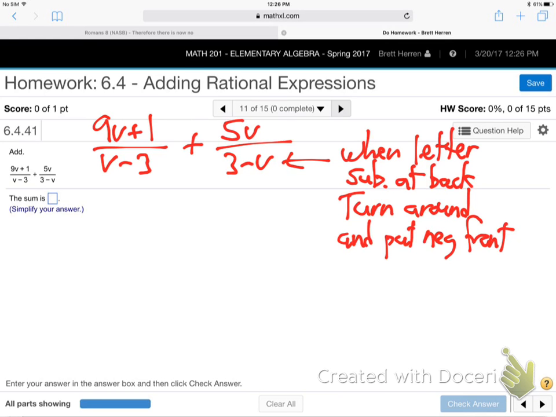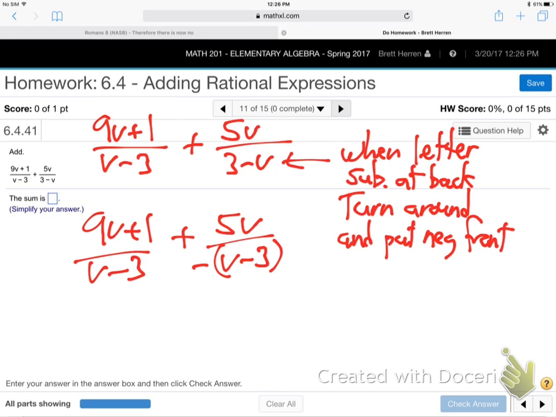Remember that? Kind of, sort of, vaguely from last week. We're fine with the first one. The first denominator has the letter in the front, so that's fine. We're good with that. So I'm going to turn this one around and put a minus in the front. We good so far? Because we want the letter in the front. We always want the letters in the front. We don't want them in the back.